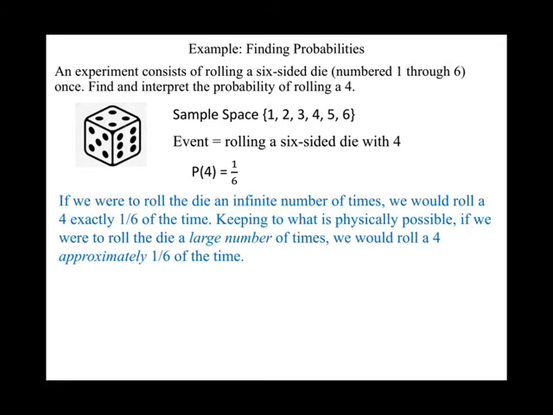So the probability of 4 equal to 1 over 6 is talking about rolling the die an infinite number of times, where I keep rolling and write down the results. We could get a 4 exactly 1 over 6 of the time. I could roll the die 600 times and may get 4 about 100 times. Of course, we want to roll the die a large number of times. 600 is still a small number. We may want to roll it 6,000 or 60,000 times, so we get a result that is really, really close to 1 over 6 of the time.